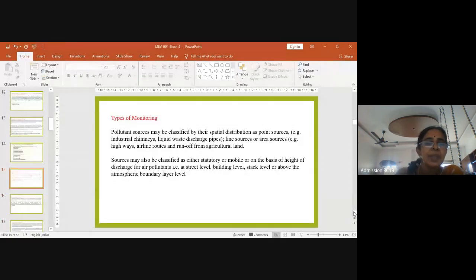So what are the types of monitoring? The sources may be classified by their spatial distribution as point sources, as we discussed in the second block, line sources or area sources. Sources are also classified as either stationary or mobile on the basis of height of discharge for air pollutants.